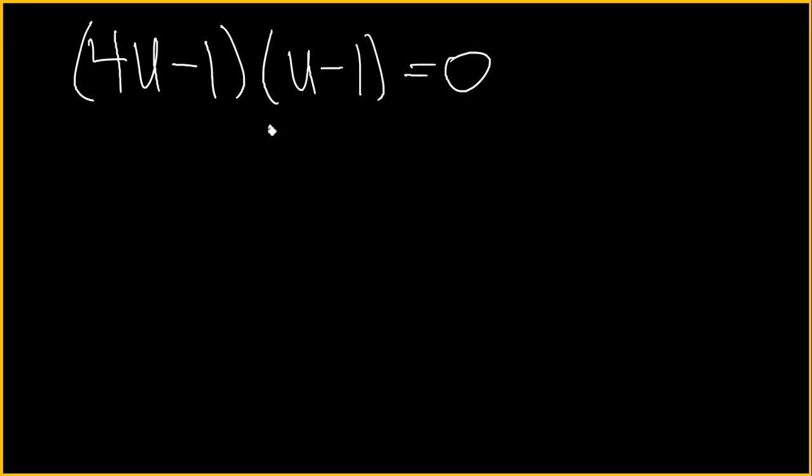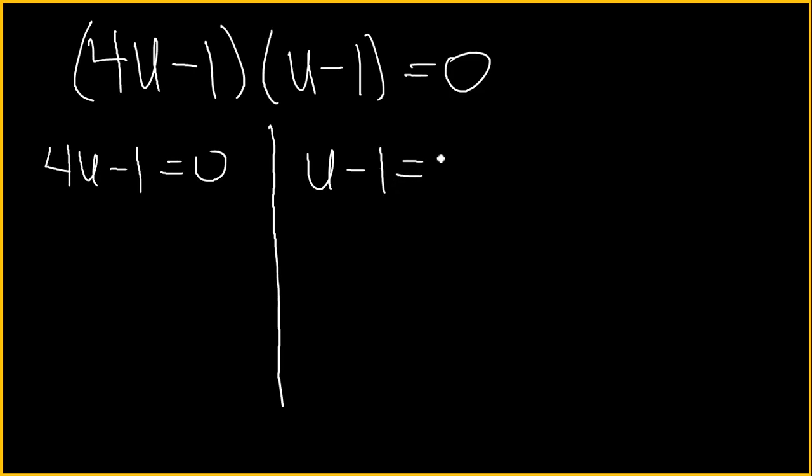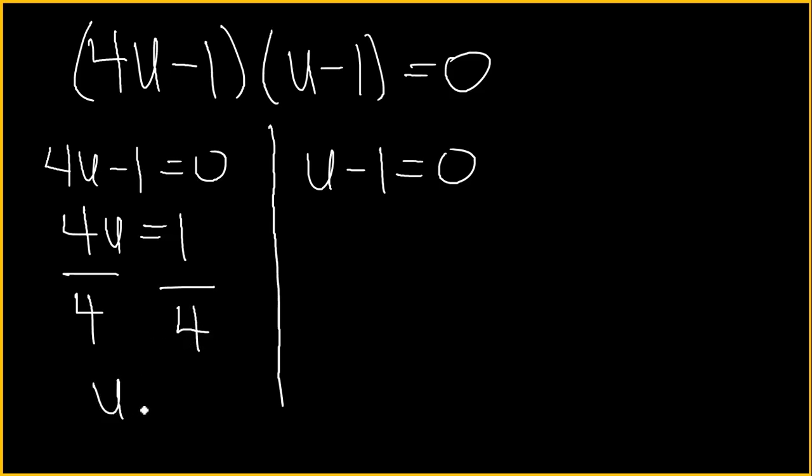Now we find the zeros of our factors. 4u minus 1 equals 0, u minus 1 equals 0. 4u equals 1. We want u but not 4u, so divide through by 4. Now u gives us 1 on 4. On the other hand, u is equal to 1.